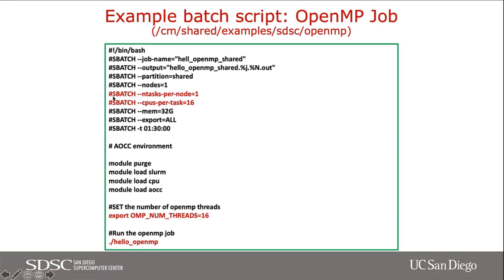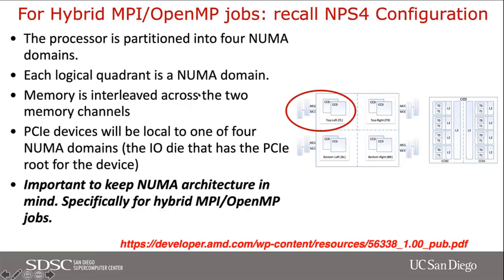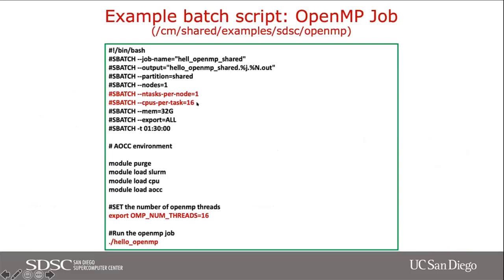So in this case, we're saying this is an OpenMP job. It's going to have one primary task, and then it will spawn 16 threads. So what we are saying is ntasks per node is 1 and CPUs per task is 16. And then I'm doing a similar thing, setting up the environment, and then setting the OpenMP threads to 16 that matches the CPUs per task, and then run the code.